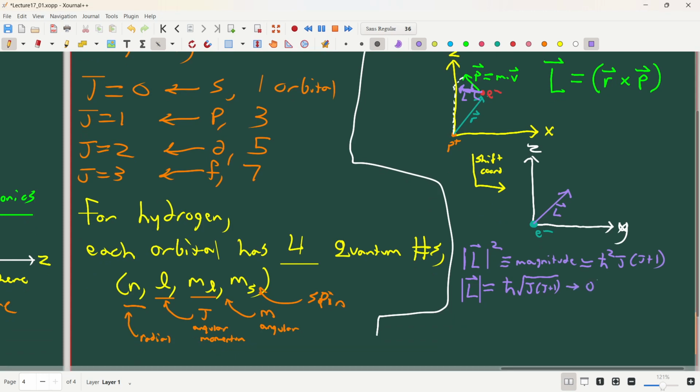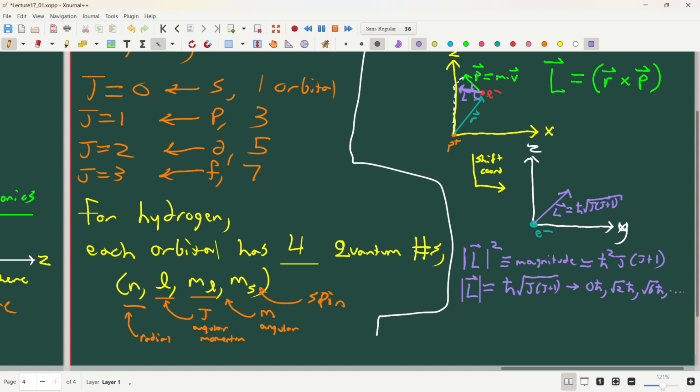Right? It can be 0 h bar. If j is 1, that's 1 times 2, that's the square root of 2 h bar. If j is 2, 2 times 3 is 6, that's the square root of 6 h bar. Right? And so on. These are the fixed lengths, the fixed angular momentum our system is allowed to have. So the length of this vector is h bar square root of j times j plus 1. Okay, so we know how long the vector is, but what's its direction?